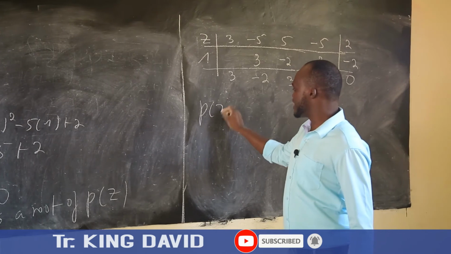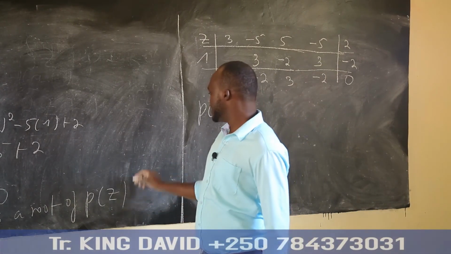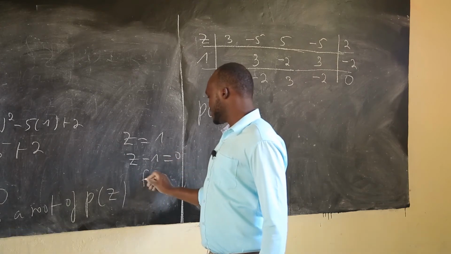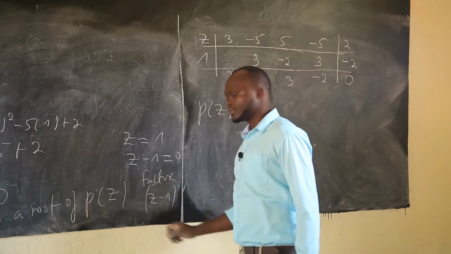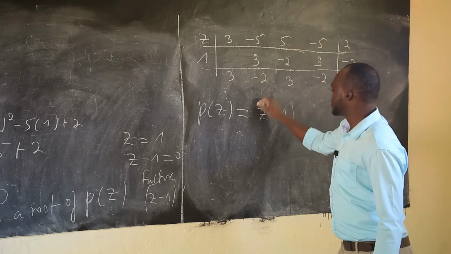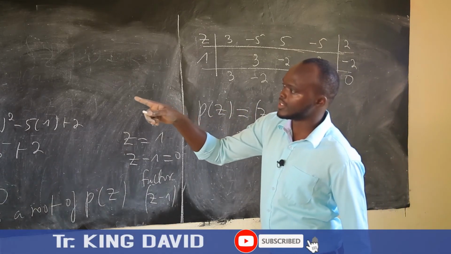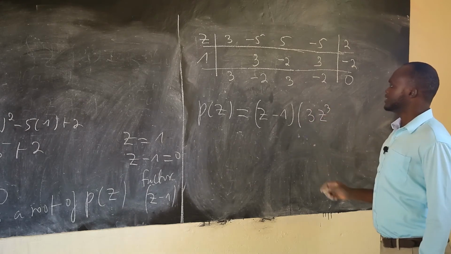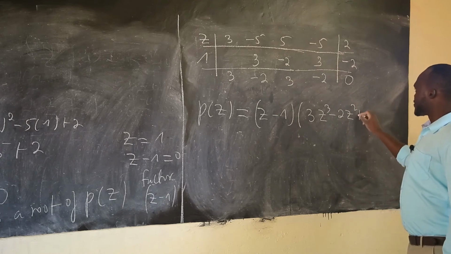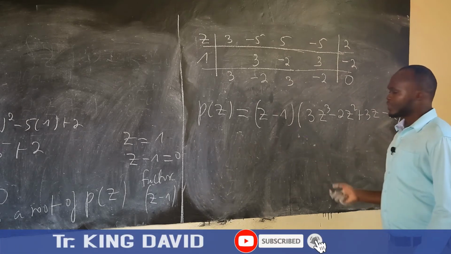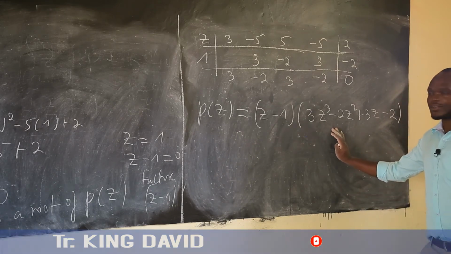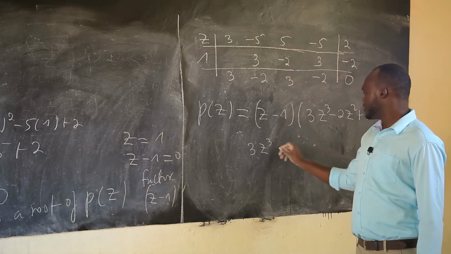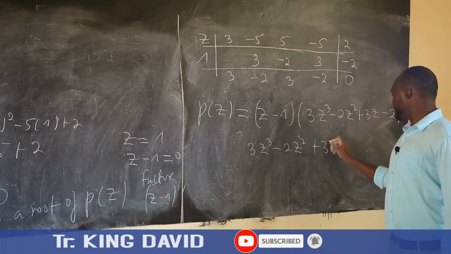So meaning that our P of Z becomes, if 1 is a root, it means that Z equal to 1. That's the root. Our factor is Z minus 1, which is 0. So our factor is Z minus 1. So here it will be Z minus 1 into bracket. We started with Z power 4, so meaning here it will be Z power 3, which is 3Z power 3 minus 2Z squared plus 3Z minus 2. So now, this is power 3. We're going to factorize this polynomial.